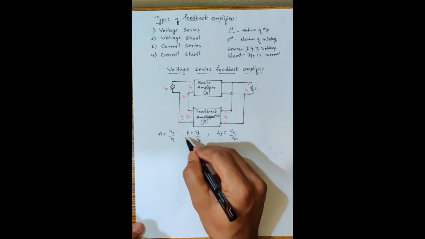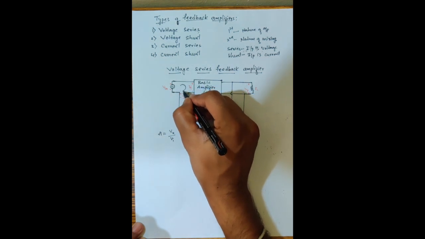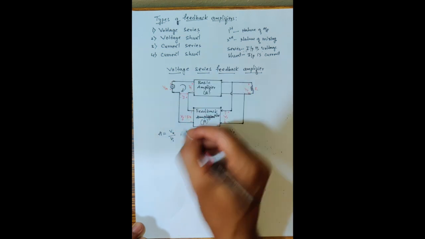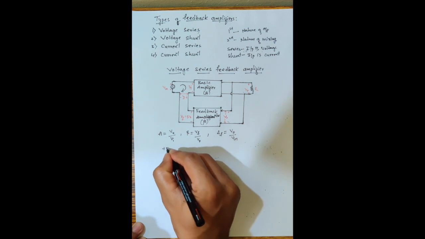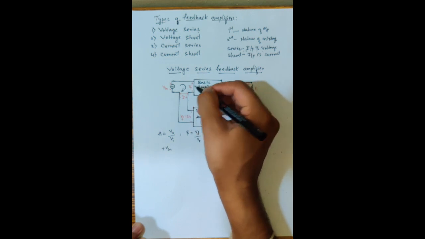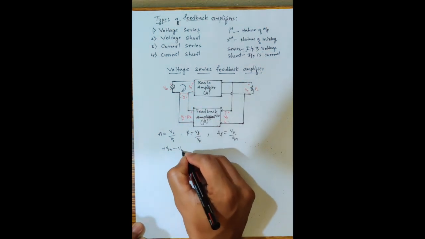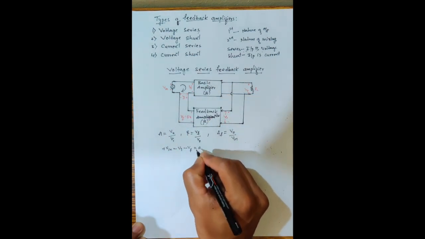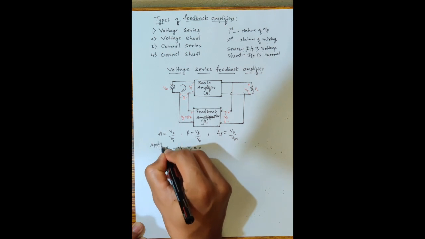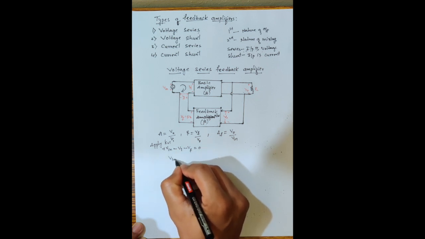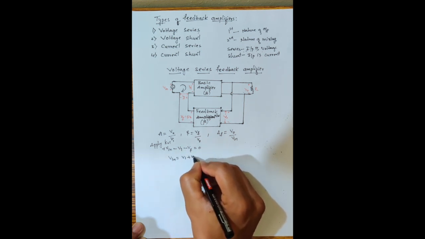If you apply KVL to this loop, traveling from negative to positive, the polarity will be positive, plus V in. Next parameter is Vi, traveling from positive to negative, so it will be minus Vi. Next is Vf, minus Vf, is equal to 0. Apply KVL. After applying KVL, we get this equation: V in is equal to Vi plus Vf.